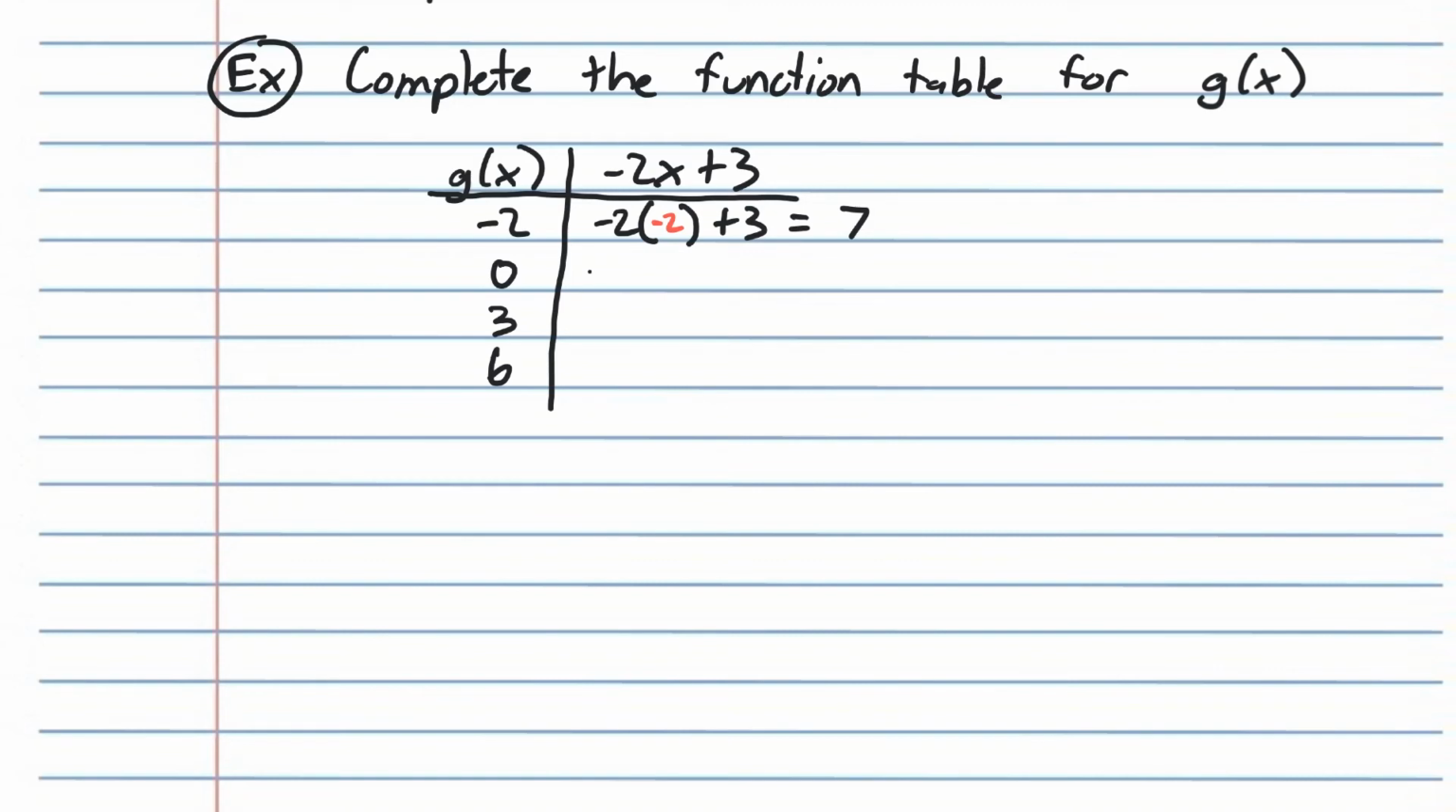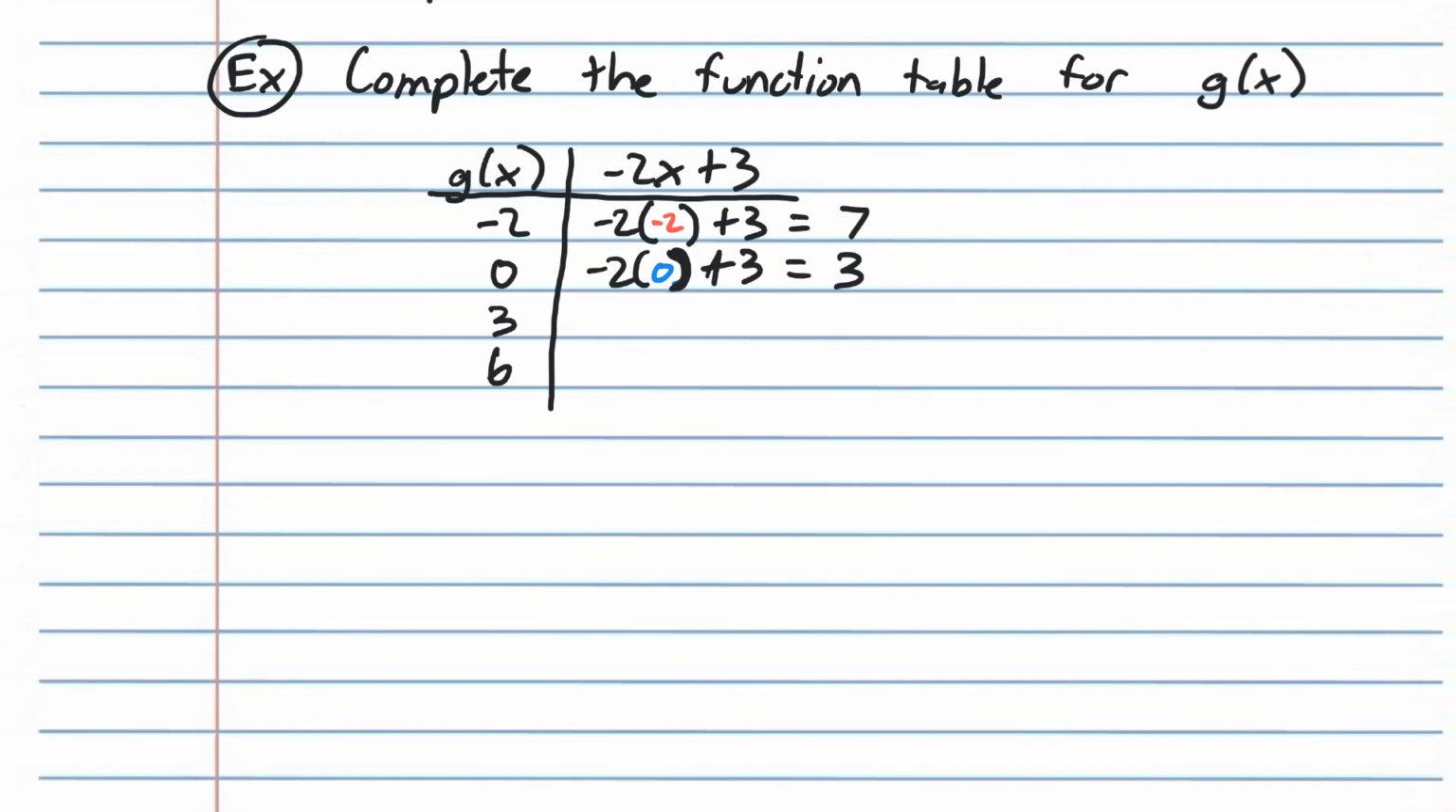Okay, next one. Negative 2, let's plug in 0. Plus 3. Okay, negative 2 times 0 is 0. And then 0 plus 3 gives you 3. Okay, and again, because the input values are not in order, we're not going to see a pattern like we did in the last question.